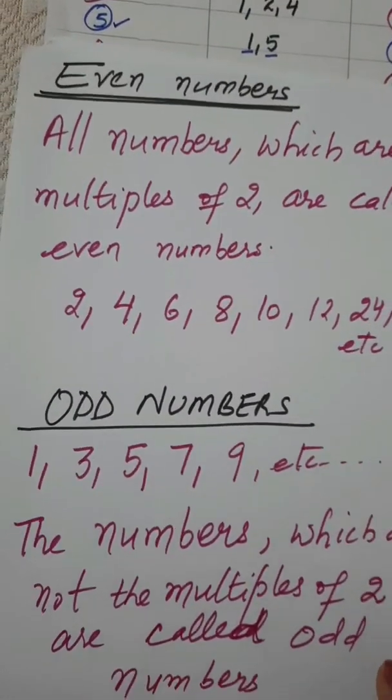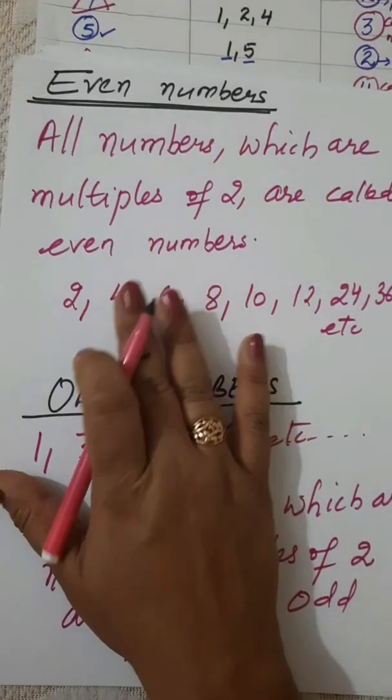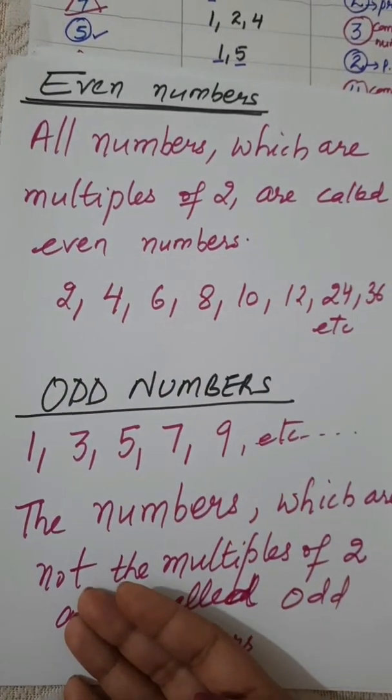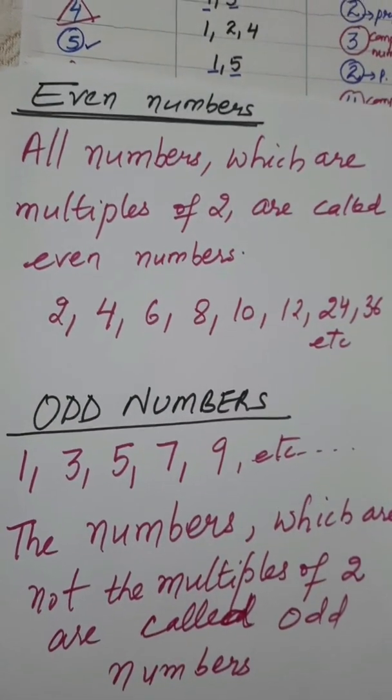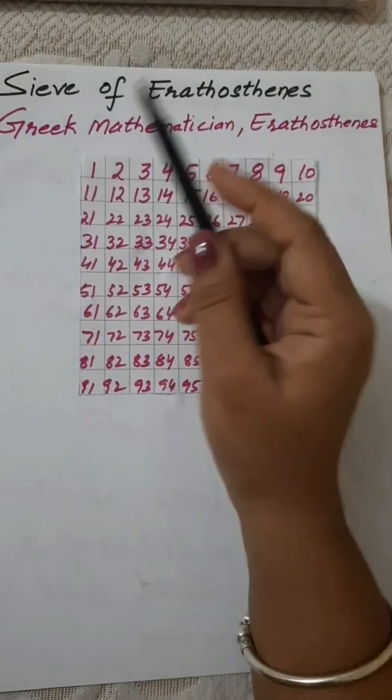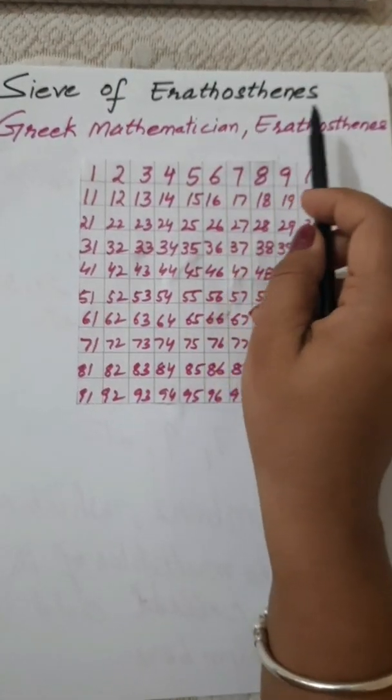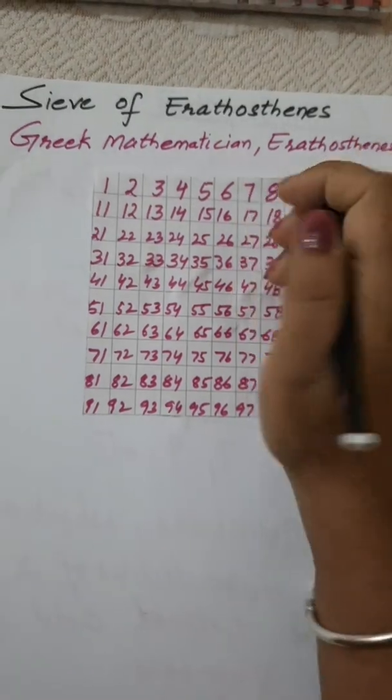So if the numbers are multiples of 2, they are called even numbers. If it is not a multiple of 2, then these are called odd numbers. Next we have the Sieve of Eratosthenes. He was a Greek mathematician.